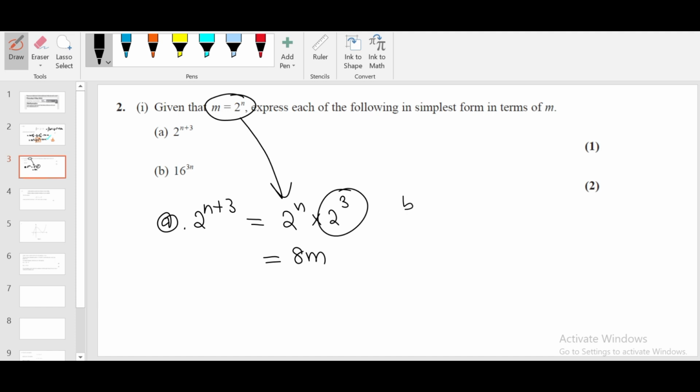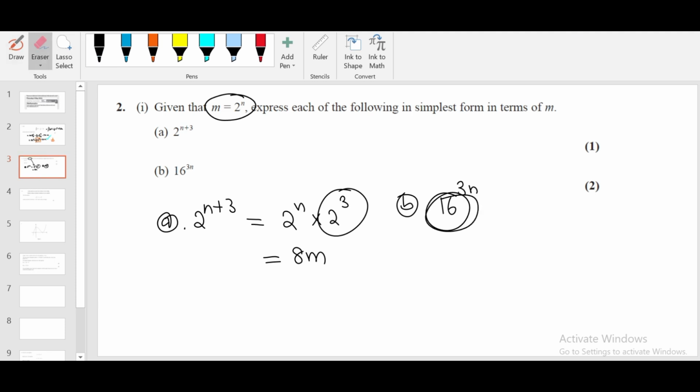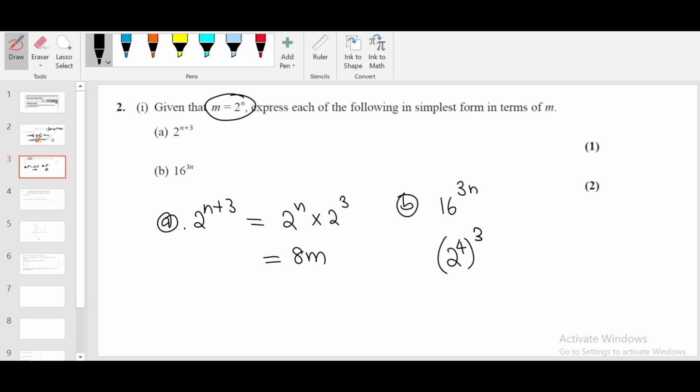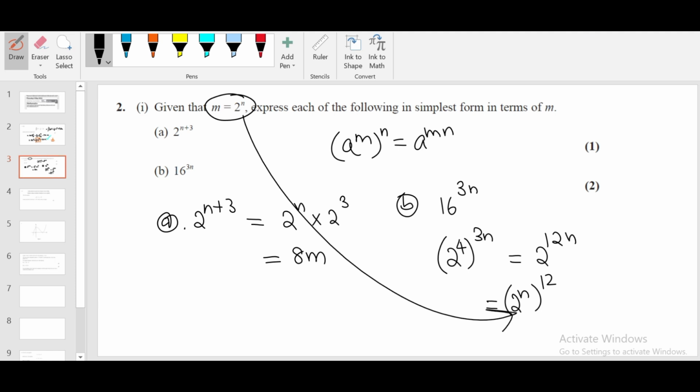That's all. Just a 1-mark question. Now part B, you have 16^(3n). The base is 16 here, but we should have 2. So I'm going to write 16 as 2^4, so it is (2^4)^(3n). The laws of indices says when you have a power to the power, you can multiply the powers, right? So when you multiply 4 times 3n, you'll get 12n. You can write it as (2^n)^12 and replace 2^n by m. So it's m to the power 12.